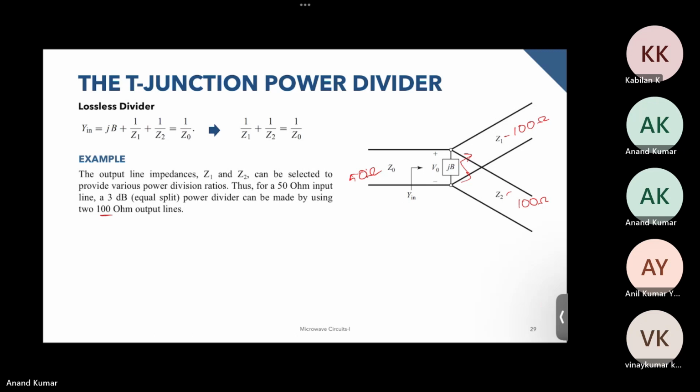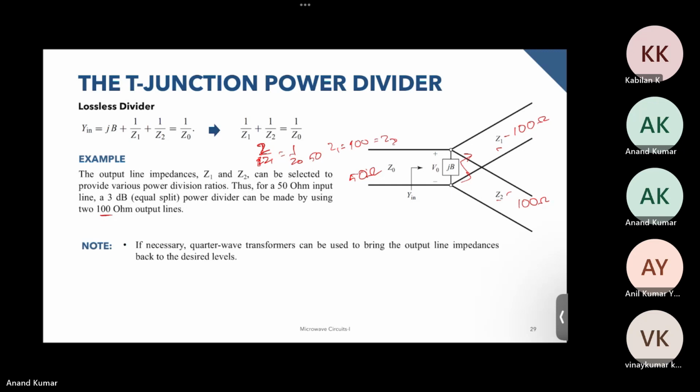Because if you want to divide the power equally, we will have Z1 equal to Z2, and we will have 2 by Z1 equal to 1 by Z0, and we substitute the value of Z0 as 50. We will have Z1 equal to 100 equal to Z2. And if necessary, a quarter wave transformer can be used to bring the output line impedances back to the desired level. So what is said over here is that we have this 50 ohm impedance over here, and then we have divided the power into 100 ohm impedances over here.